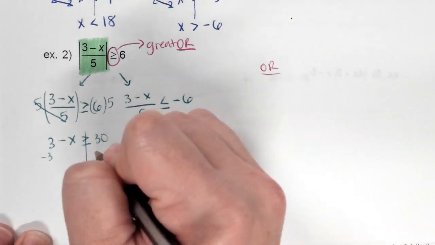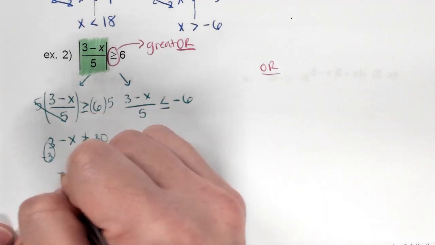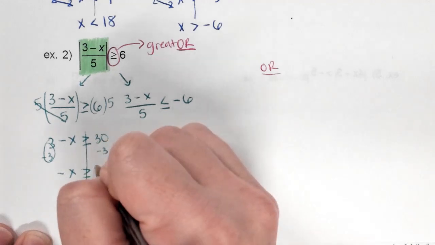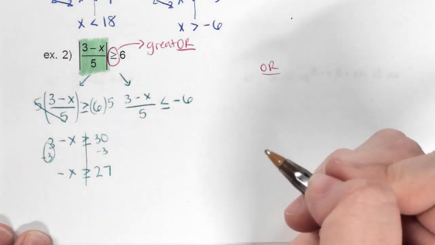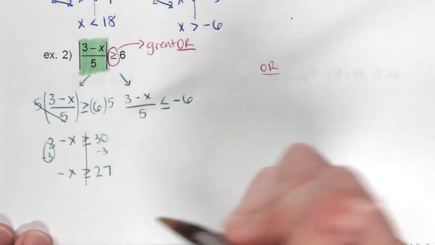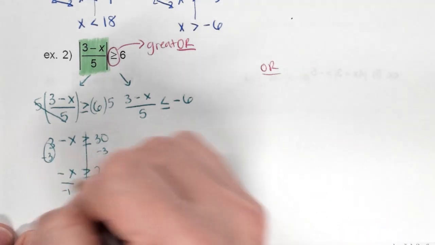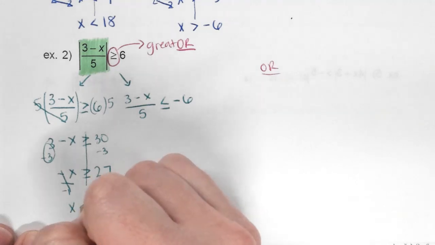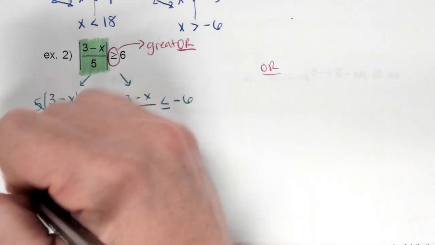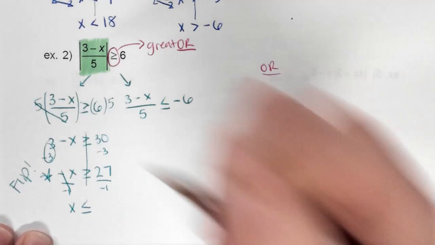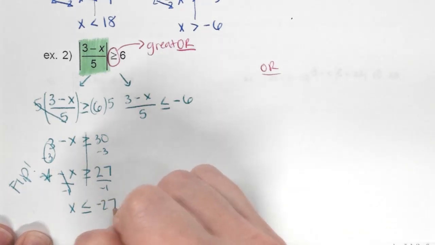Now I'm going to subtract 3 from both sides. And I get 27. Now what? Am I allowed to have a negative x? So I need to divide both sides by -1. And I get x. I have to flip my symbol. Why do I have to flip my symbol? Because I divided both sides by a negative, and I get negative 27.